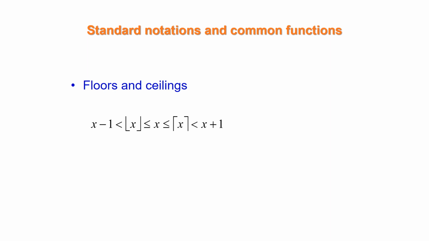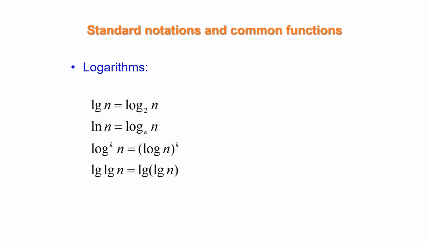Standard notations and common functions. Floors and ceilings: x minus 1 is less than the floor of x, which is less than or equal to x, which is less than or equal to the ceiling of x, which is less than x plus 1.